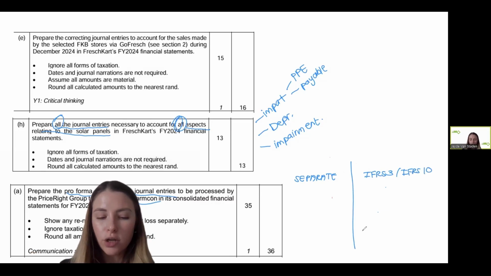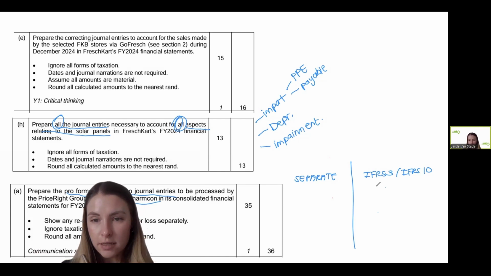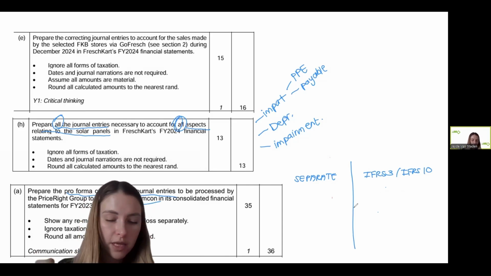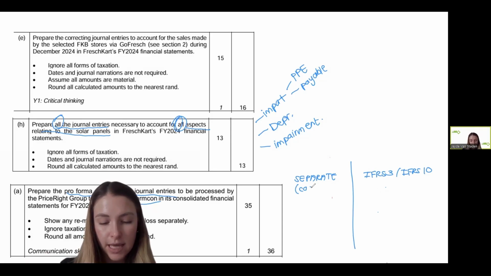Okay, so you're going to look at what was already processed, and then you're going to say, okay, well, let me look at what was processed. Let me think about what should be processed from a group perspective, and let me figure out a way that I can align them. So, for example, when we record the initial investment, right? In the separate financial statements, that initial investment in the subsidiary is recorded at cost. So, we debit an investment in subsidiary and we credit bank.